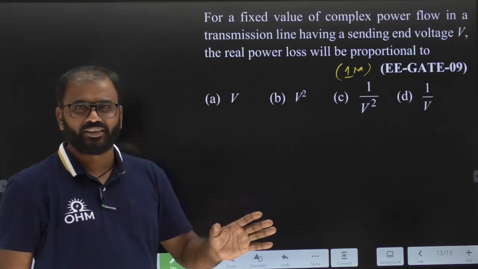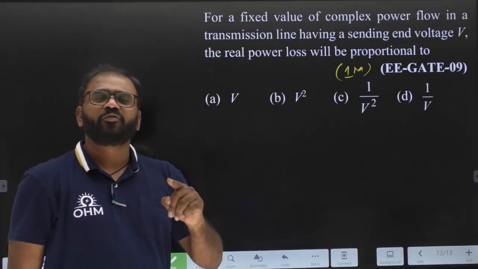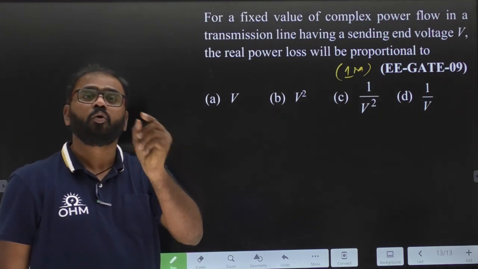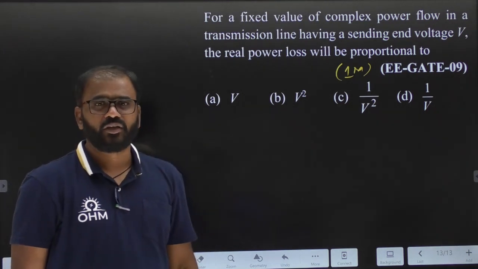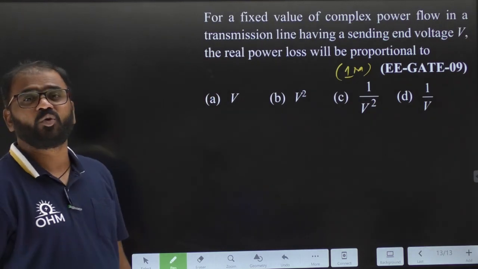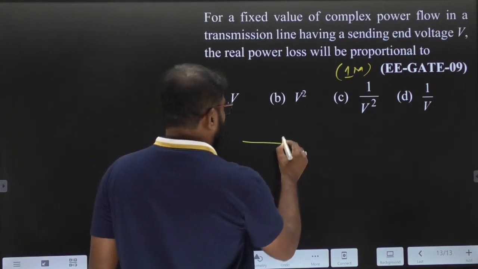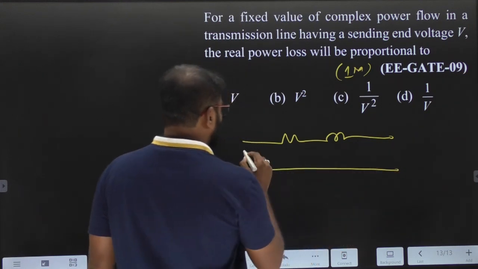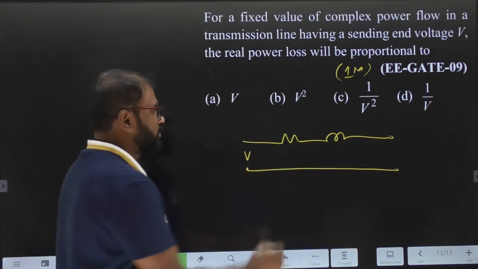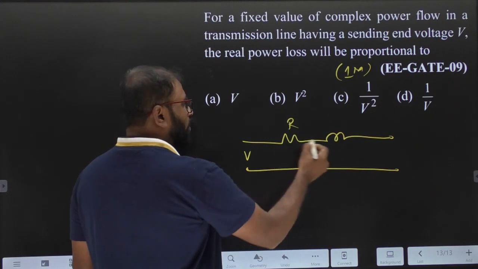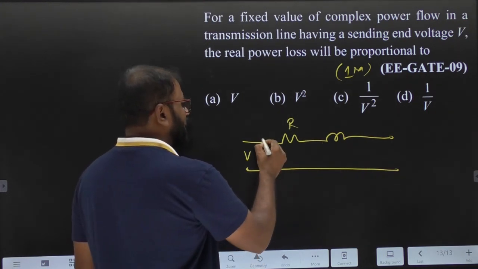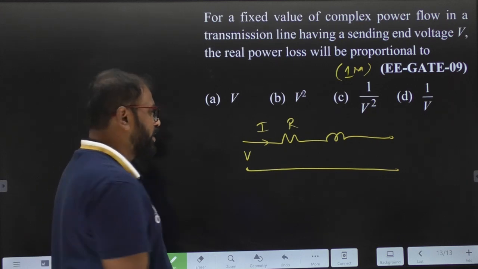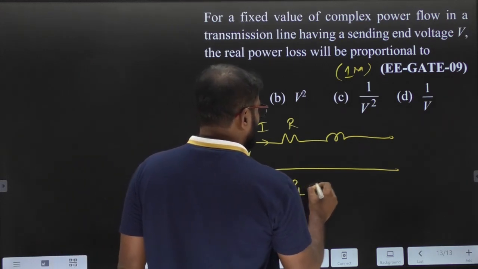But that's not correct here, because when you are writing the formula for resistance losses as V square by R, that V must be the voltage across the resistance. But what is the V given here? Sending end voltage. Correct or not? So in a transmission line, this is the equivalent circuit. Sending end voltage is V. So we don't know the voltage across the resistance. That's why see the current through the resistance now. That is better. Tell me what is the power loss now?